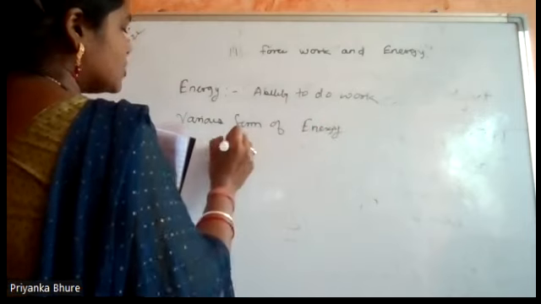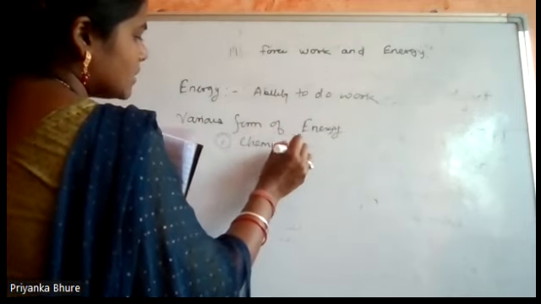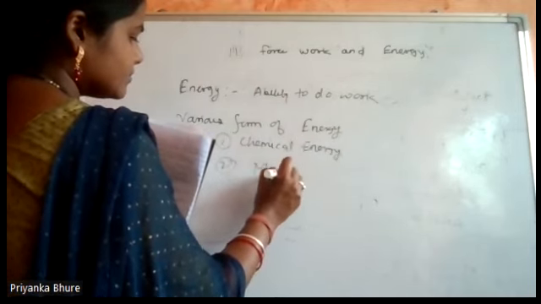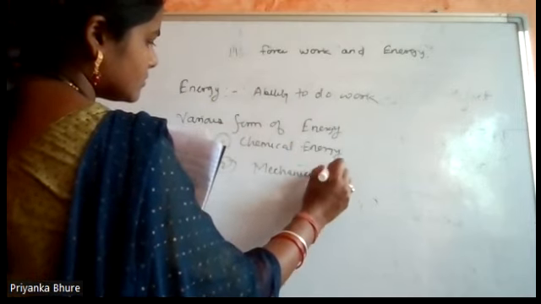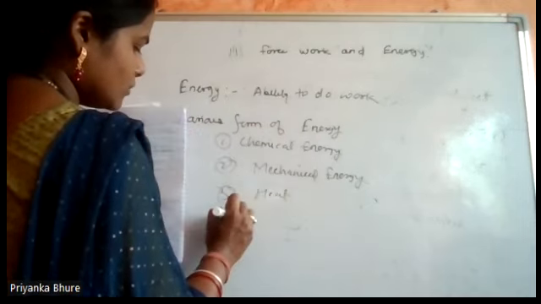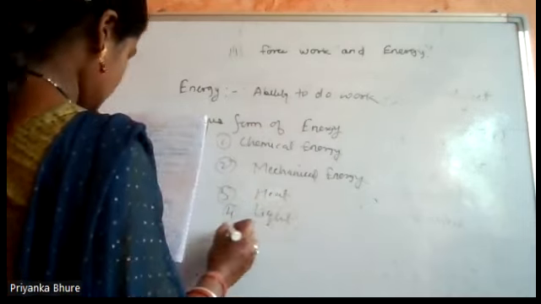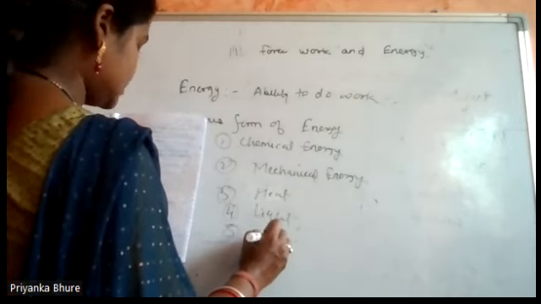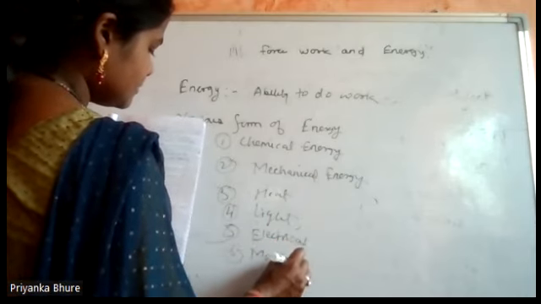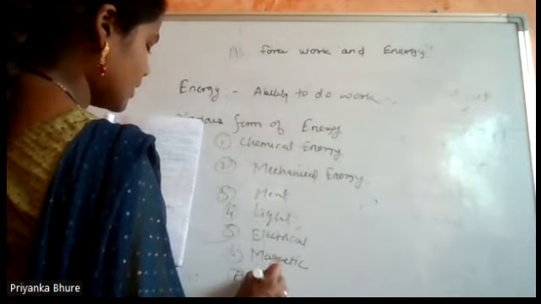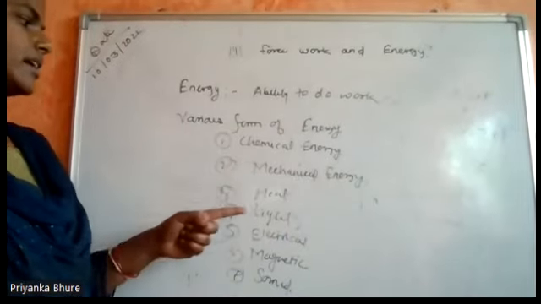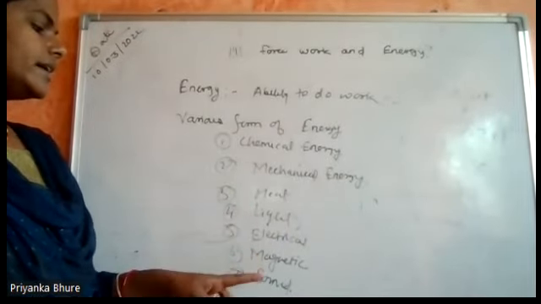We are having chemical energy, mechanical energy, third, heat, fourth, light, fifth, electrical energy, sixth, magnetic energy, and seventh, sound energy. Okay, these are all the various forms of energy: chemical energy, mechanical energy, heat, light, electrical energy, magnetic energy, and sound energy.